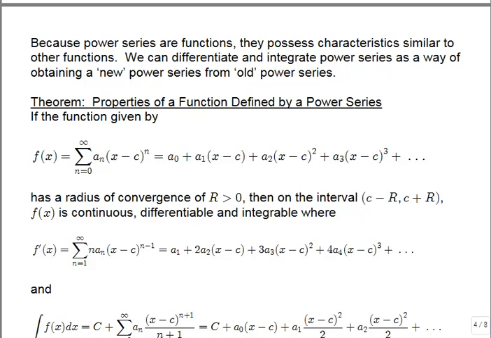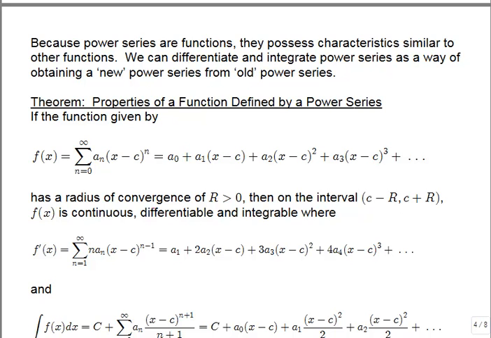Now, because power series are really just functions, they're just infinite functions, they possess characteristics similar to other functions. We can differentiate them, we can integrate them, just as a way of obtaining new power series from old power series. So here's a theorem. It's properties of a function defined by a power series. So if you have a function that is written by just a generic power series, so these are your coefficients a0, a1, a2, and then this one is centered at c, and it's just got these powers of x. So this is like an infinite polynomial centered at c.